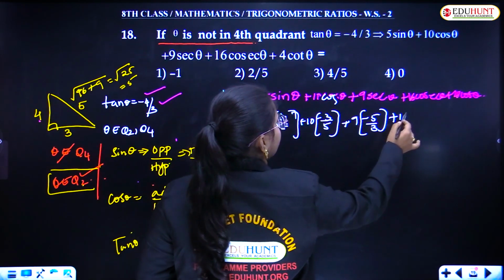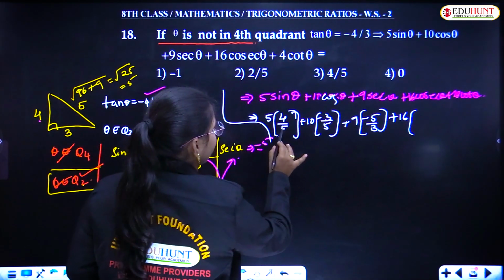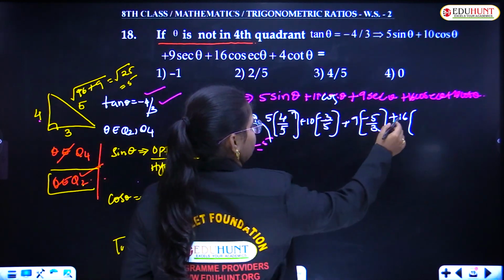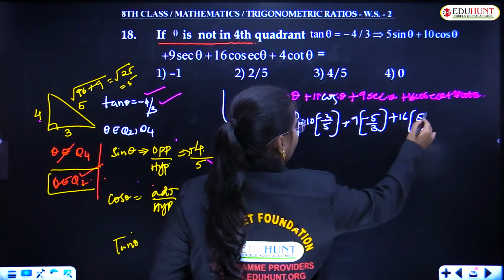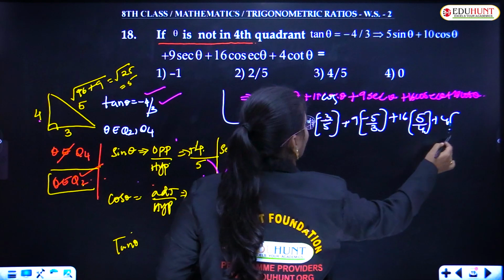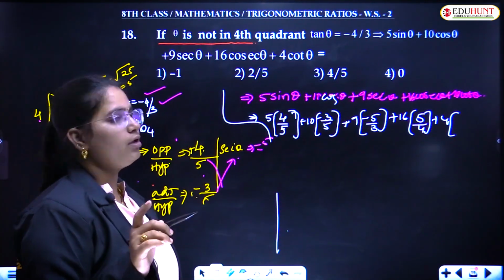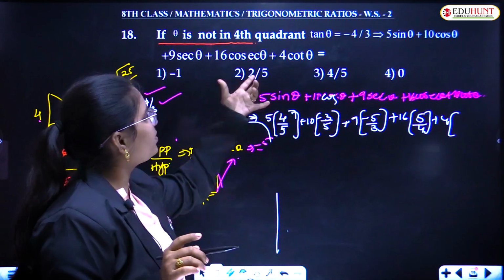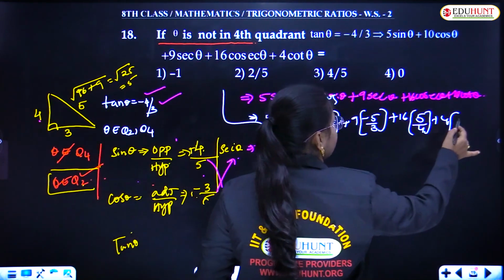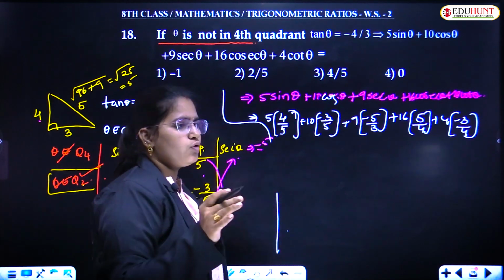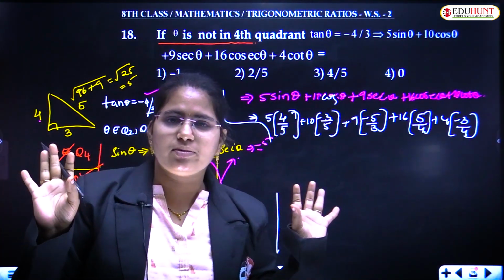And 16 into cosecant theta, the reciprocal of sine, which becomes 5 by 4. Plus 4 into cot theta. Cot theta is the reciprocal of tan. Tan is given as minus 4 by 3, so cot becomes minus 3 divided by 4. Clear? So I have prepared all my requirements.